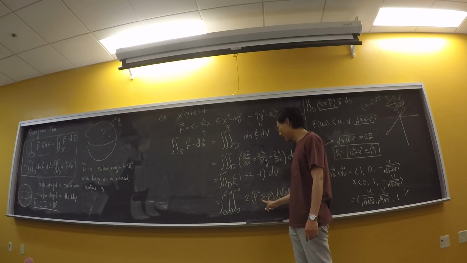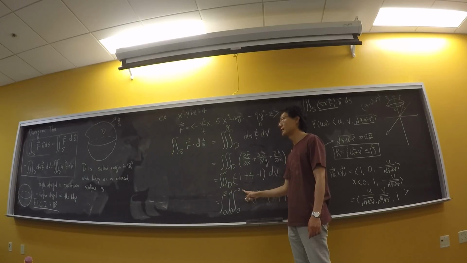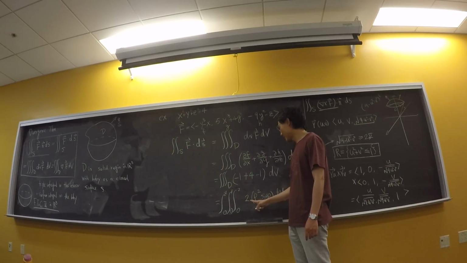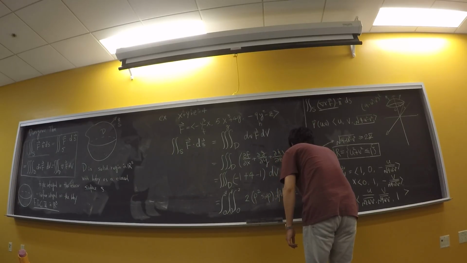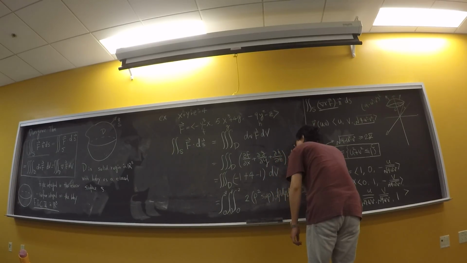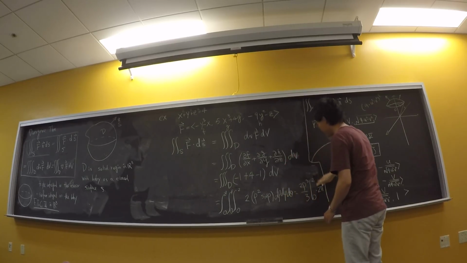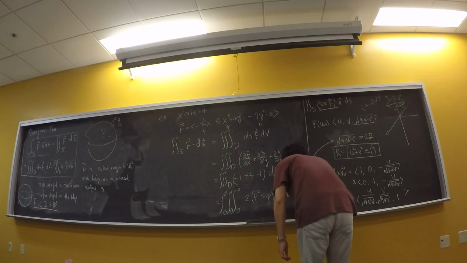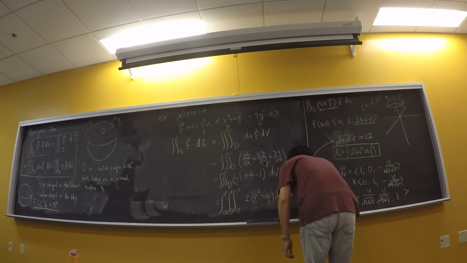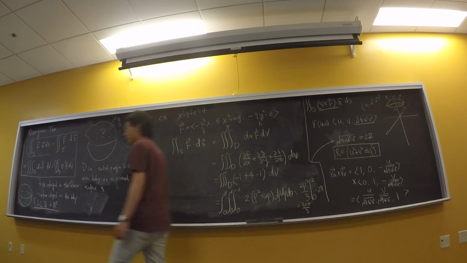2 rho squared integrated from 0 to 2 is going to be 2 rho cubed divided by 3, evaluated from 0 to 2, multiplied by 2 pi. So it's going to be 2 cubed, 8, so 16, 32 pi divided by 3. Okay, hopefully we're correct in terms of computation.